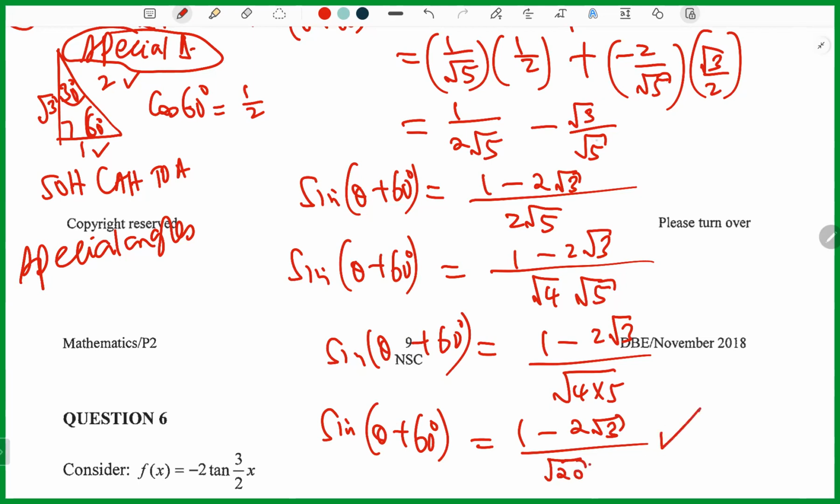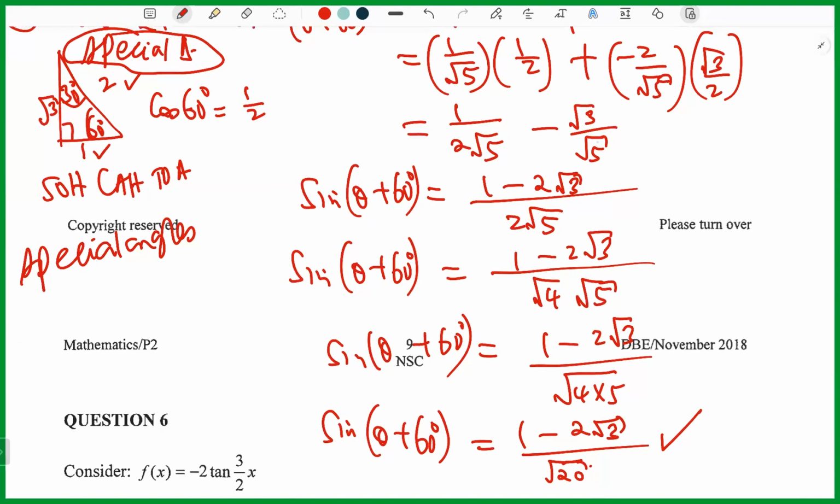So that becomes the answer. So this becomes the sine of theta plus 60, which is 1 minus 2 the square root of 3 out of 20. Okay, so that is exactly the answer there. All right, so we continue and we solve more problems.